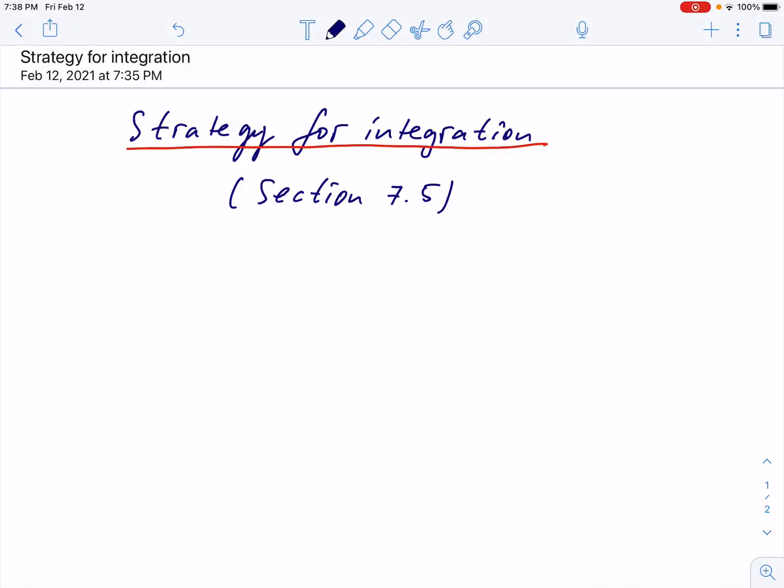Hello, I'm talking now about section 7.5, strategy for integration. The problem is when you see some integral, not in some special section, but just an integral given by itself without any other indication, how to select a method for solving. I need to tell you right away, the best strategy is to have more practice.